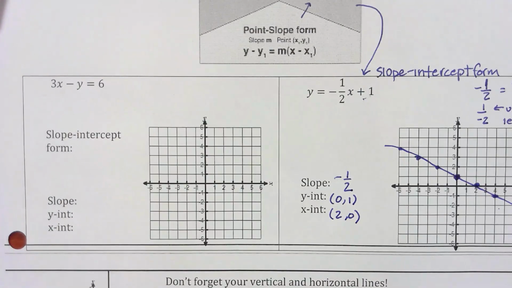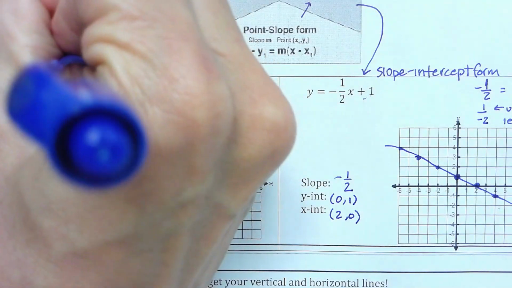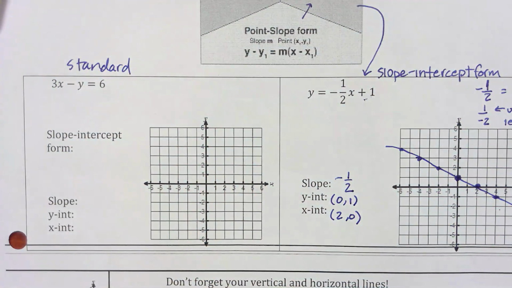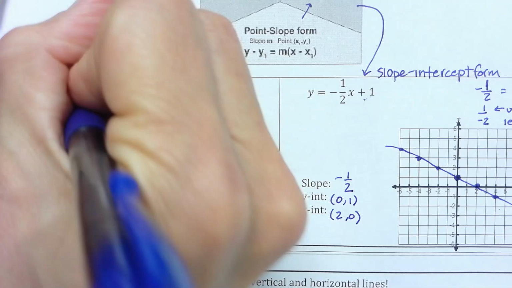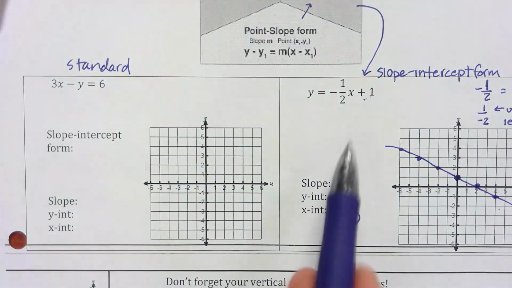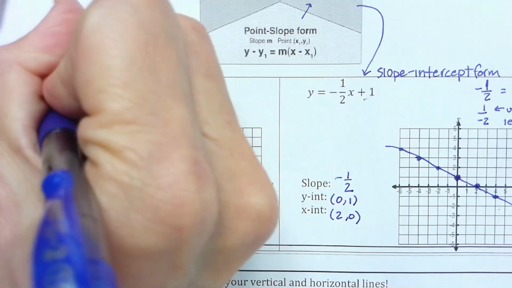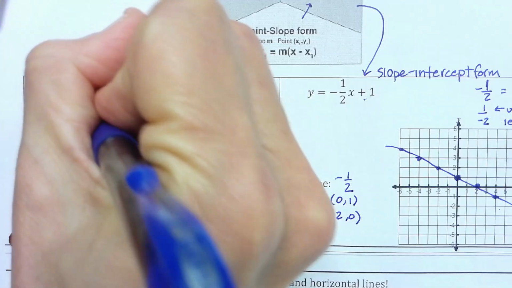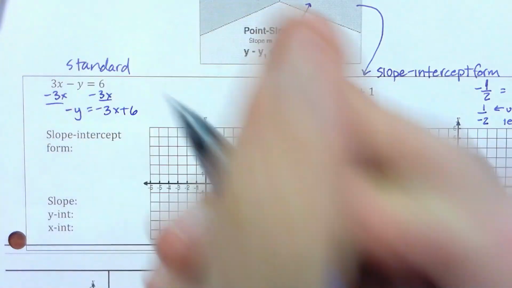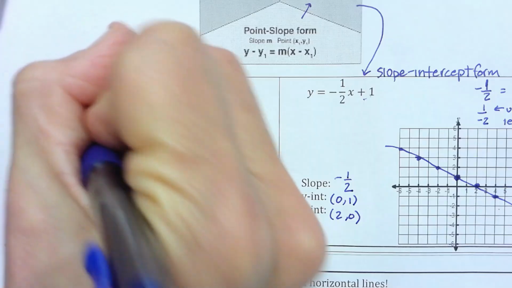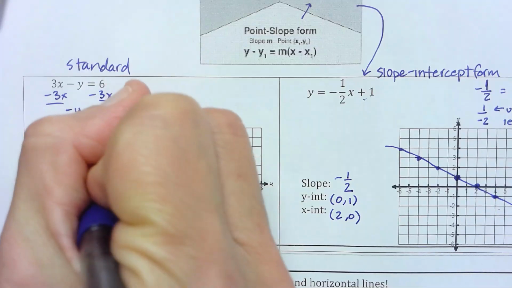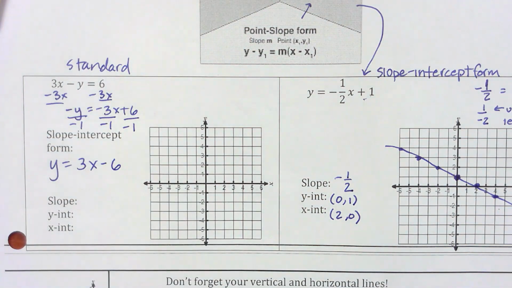This one is not in slope-intercept form. This is standard form, so I'm going to switch it into slope-intercept form so that I can graph it. I've got to get the y by itself, so it looks more like y equals. I'm going to start by subtracting 3x. Negative y equals negative 3x plus 6. And then divide by negative 1, every single term by negative 1, and I get y equals 3x minus 6.